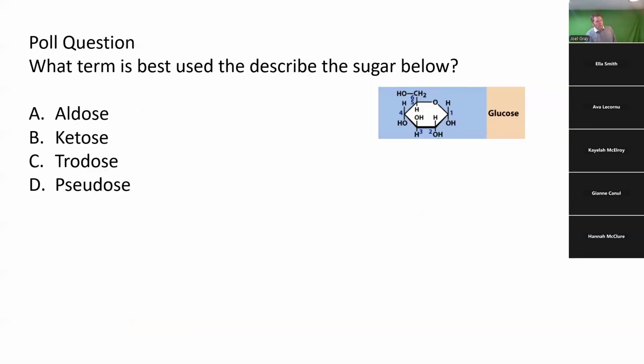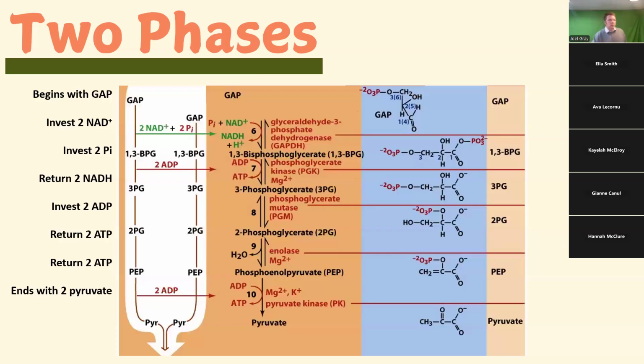All right. Now, a poll question that's not being asked: what is the best term used to describe the sugar found below and to the right? We've got aldose, ketose, triose, or pseudose. Well, glucose is an A, aldose. You're absolutely right.